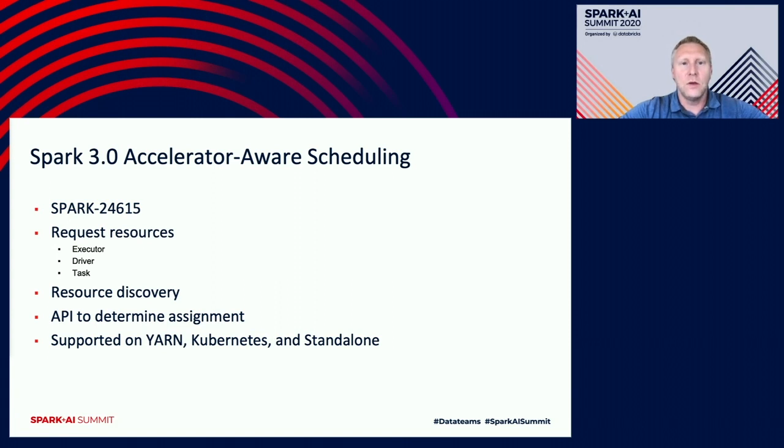You do need to specify a resource discovery script. This is because Yarn and Kubernetes give you a container, but it doesn't tell you the addresses of the GPUs or accelerators that it's given you. So the discovery script runs and discovers the exact addresses that Spark can use later to assign to tasks. There's also an API for you to get the addresses assigned to you at the task level and at the driver. And like I mentioned, this is supported on Yarn, Kubernetes, and standalone.